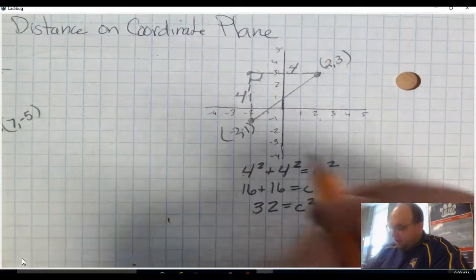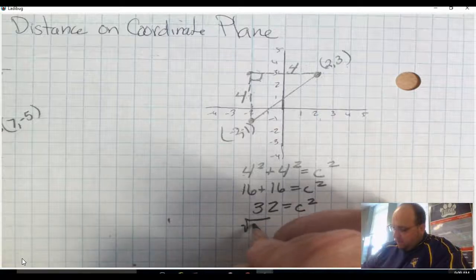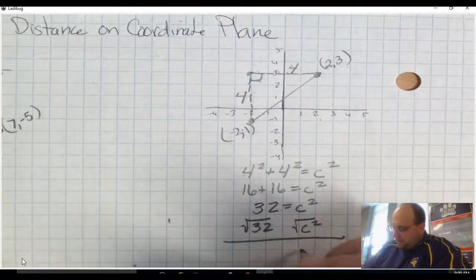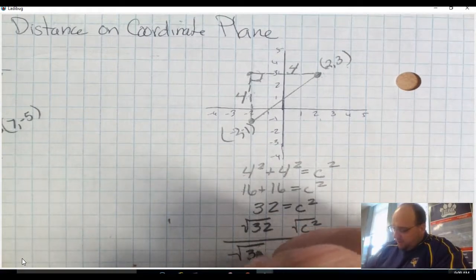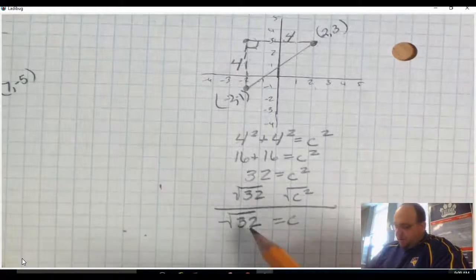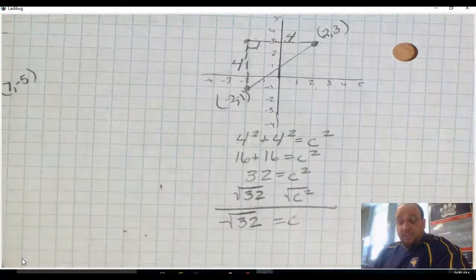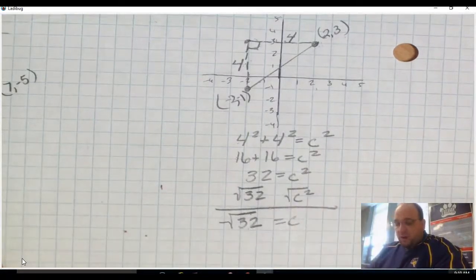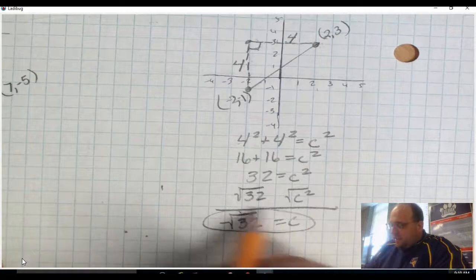Again, to undo the square, I do the square root. So I do the square root of 32. As a result, I end up with an exact answer of c equals the square root of 32. If I was going to approximate this, the square root of 32 is between the perfect squares of the square root of 25 and the square root of 36. So my answer is somewhere between 5 and 6, probably closer to 6, since the square root of 32 is closer to the square root of 36. So it's probably around 5.6 or 5.7 as the approximate answer. But my exact answer is c equals the square root of 32.